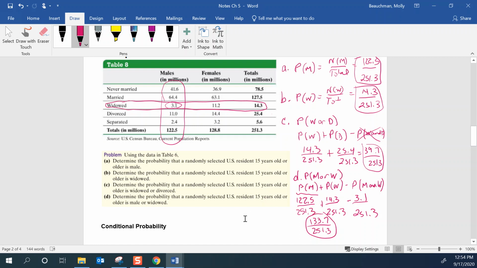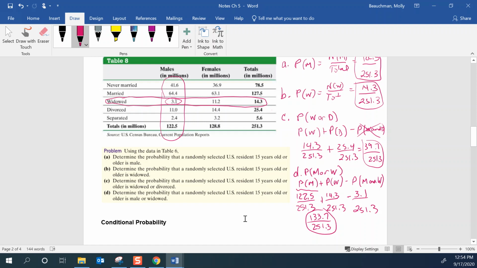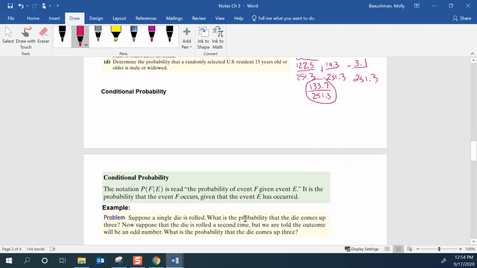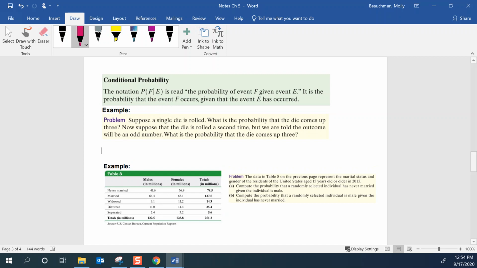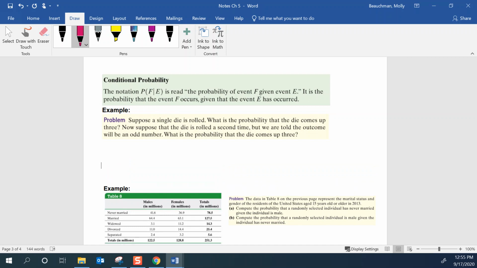All right, the next topic we're going to look at is conditional probability. The notation, the probability of F given E, or F slash E, is read as the probability of event F given event E. It's the probability that the event F occurs given that E has already occurred. Let's look at an example before we look at a table and how it works.